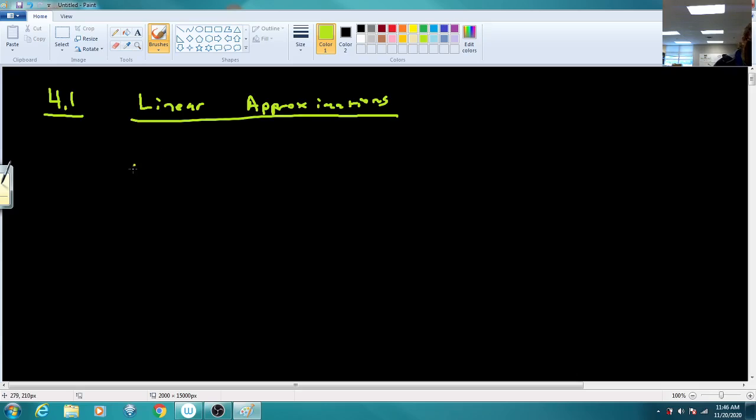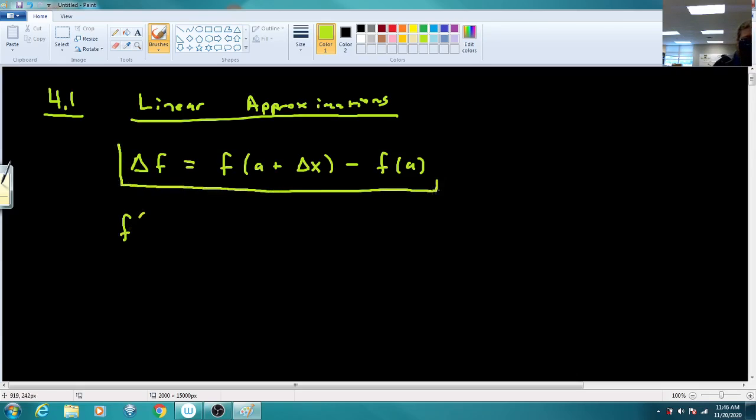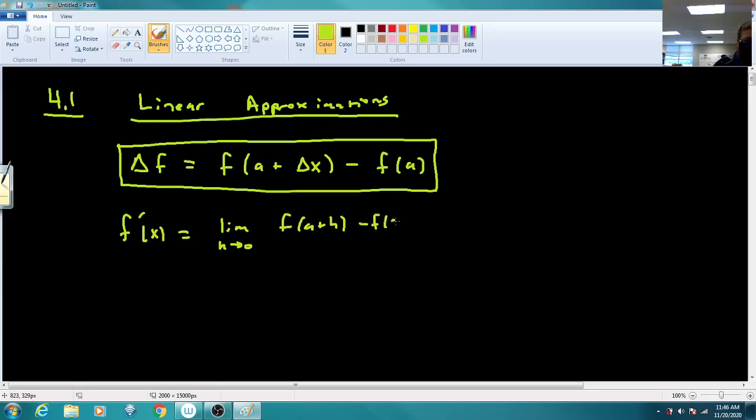So first of all, we're going to define the symbol delta f to equal f of a plus delta x minus f of a. And we're going to note that we had the definition of a derivative. So this is what we mean when we say delta f. We had that definition of a derivative, which was limit as h goes to 0, f of a plus h minus f of a, all that over h. We're going to reformulate that.